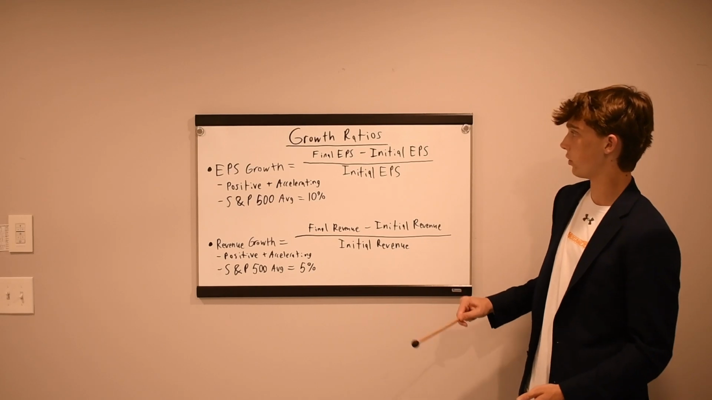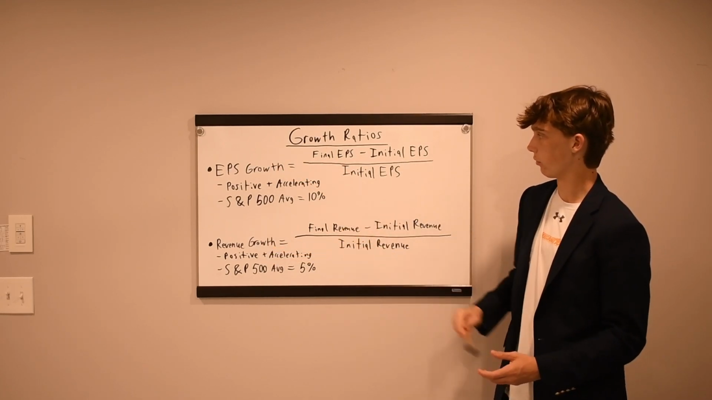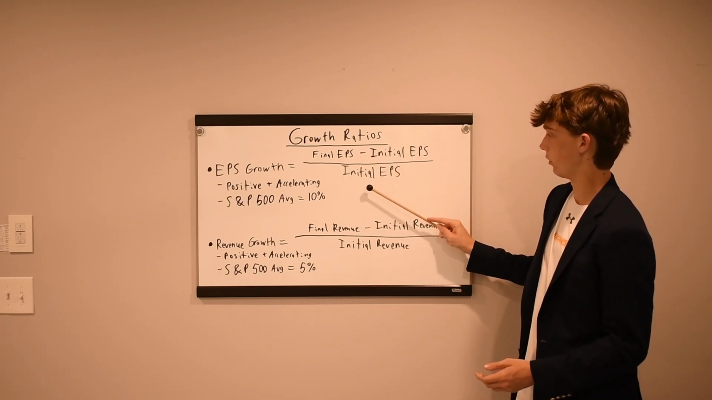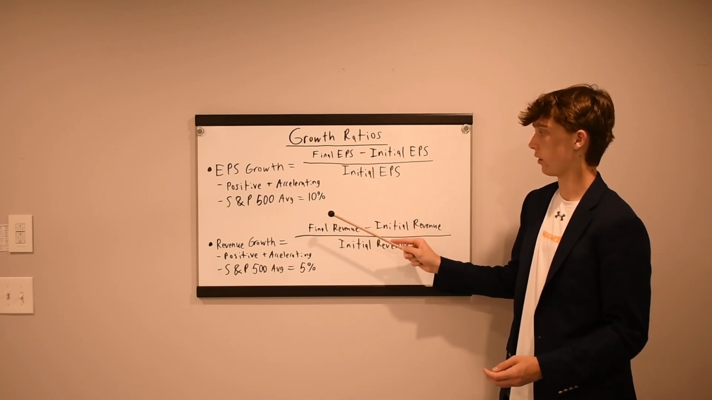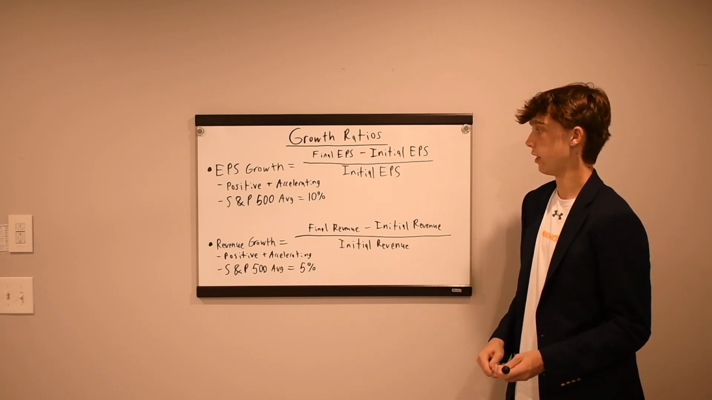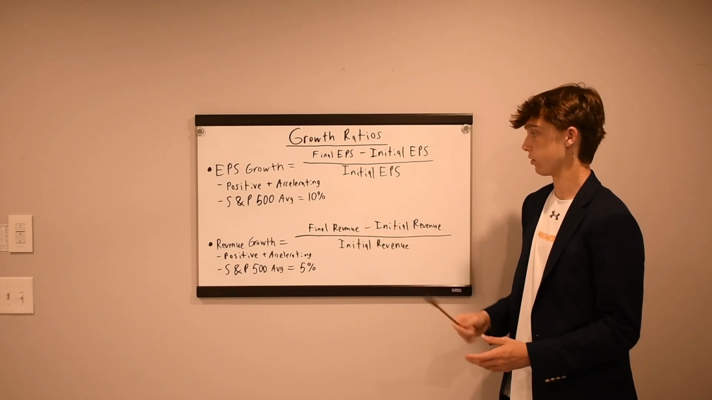So the final 2 ratios are the 2 growth ratios. First is EPS growth and second is revenue growth. EPS growth is your final EPS minus your initial EPS over your initial EPS. Ideally, you want this to be positive and accelerating from year to year, and you want to compare this number to other companies in the same industry. However, if you would like a benchmark number, the S&P 500 average is around 10%.